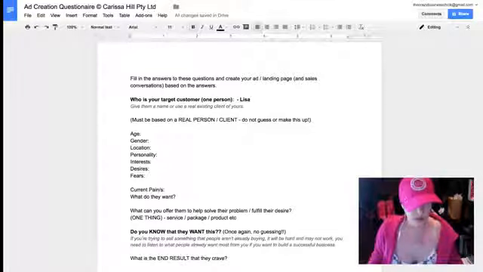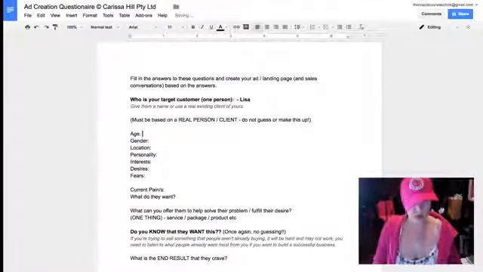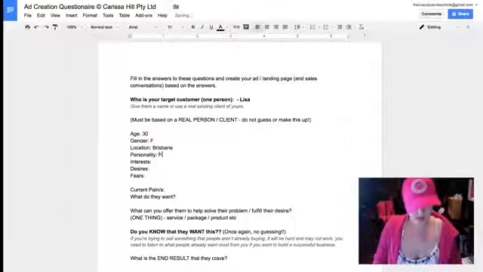So what was her age? I can't remember exactly how old she was. I think she was maybe about 30 when she first came in anyway. She's female. She's located in Brisbane. Personality type: she was friendly, chatty. She really did like to talk.